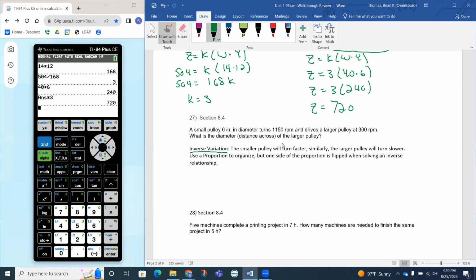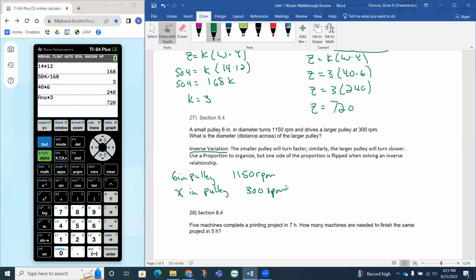So if I write down this information to start with, we have the 6-inch pulley goes with 1,150 RPMs. Now the key is keeping the units on the same side again. If I have the pulley over here, keep the pulleys over here. We don't know the diameter of the larger pulley, so X-inches pulley is the larger one, but we do know it's going at 300 RPMs.